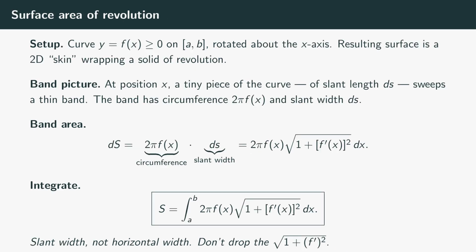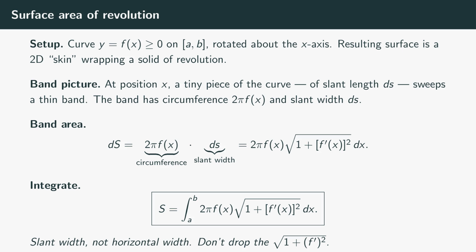Now the second formula, surface area of revolution, setup. We have a curve y equals f of x with f greater than or equal to 0 on the interval from a to b, rotated around the x-axis. The curve, being 1D, sweeps out a 2D surface, a cone, a sphere, a trumpet bell, depending on the curve. We want the area of that surface.